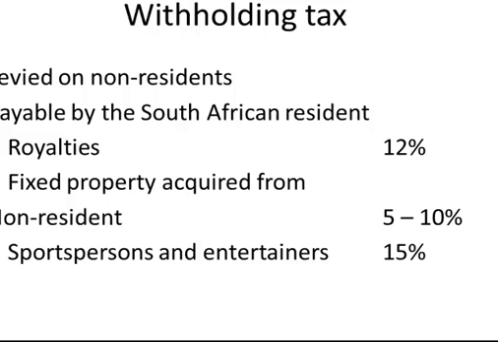A withholding tax is a tax that is levied on non-residents, and it is payable by the South African resident. So if you are employing a non-resident, you will have to withhold from the non-resident's remuneration an amount of, if it's royalties, 12%. If it's fixed property that you have acquired from the non-resident, it's between 5 and 15%, and for sports persons and entertainers, it's 15%.